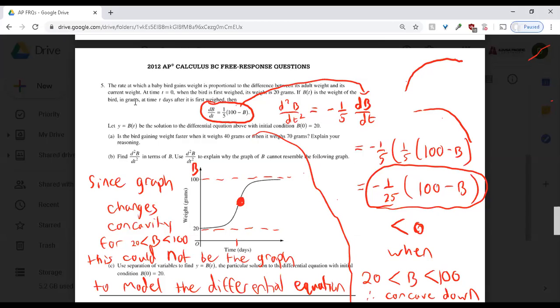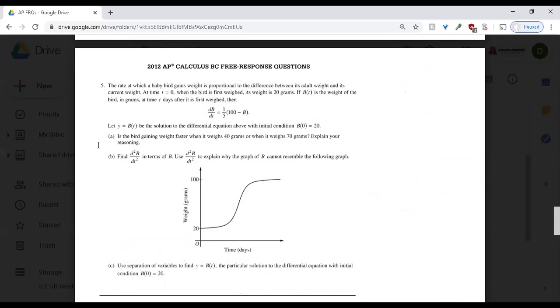Okay, so anything else on number 5? Okay, I'm going to look at number 6. Then we'll wrap it up with that.